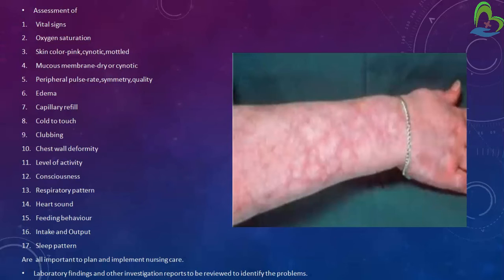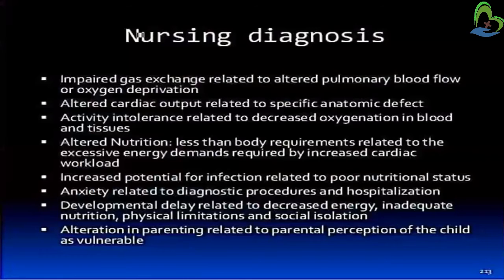Then peripheral pulse. In peripheral pulse, we will check the rate, symmetry and quality. Then edema, then capillary refill time. Then cold to touch, clubbing, chest wall deformity, level of activity, consciousness, respiratory pattern, heart sound, feeding behavior, intake and output, and sleeping pattern. These are all important to plan and implement nursing care. Whatever problem we identify, for that we have to implement nursing care. Laboratory findings and other investigation reports are to be reviewed to identify the problems.